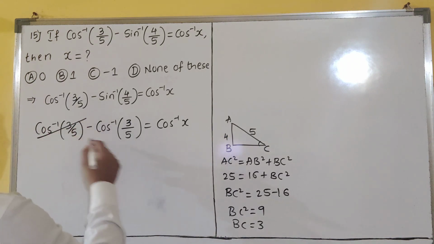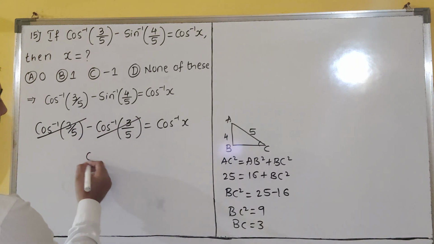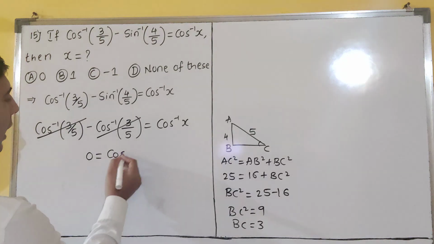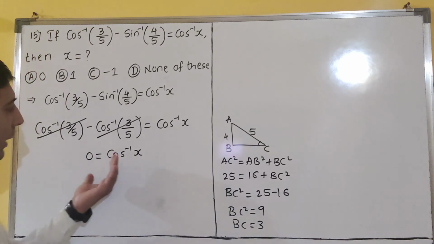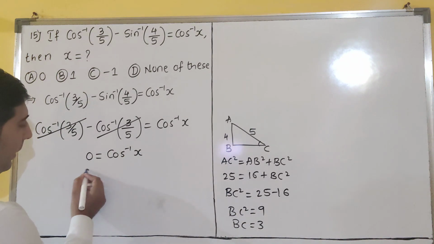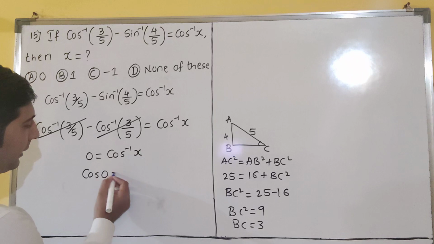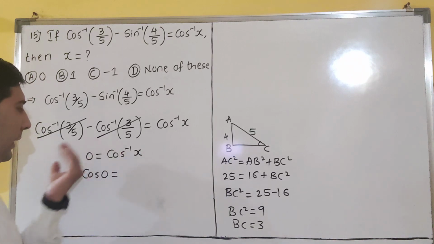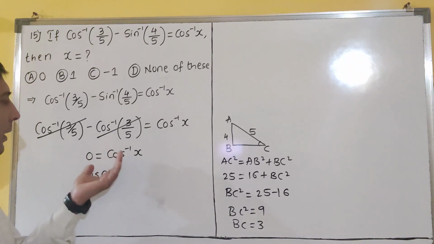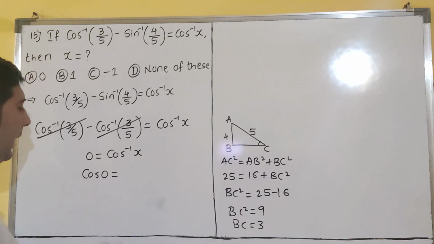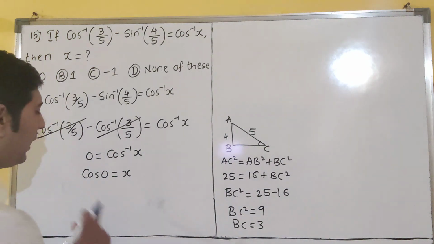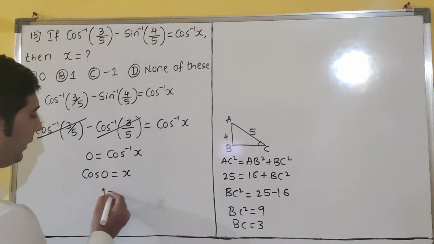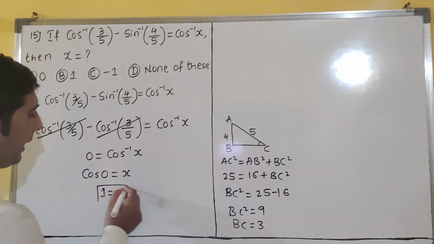So this plus minus get cancelled. You will get here 0 is equal to cos inverse x. Cos inverse, if you take on the left hand side, it will become cos 0 is equal to x. So cos 0 is how much? 1. So our x value will become 1, dear students.